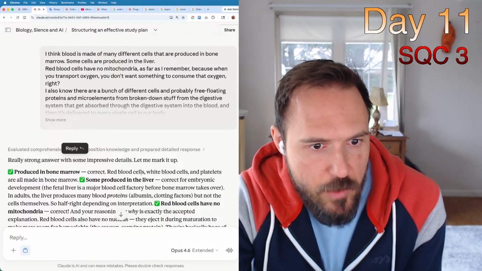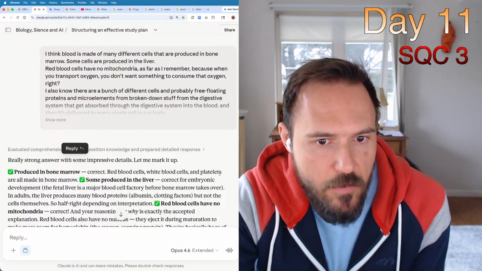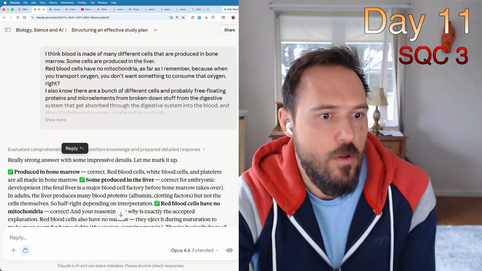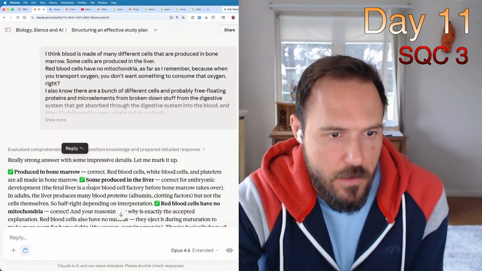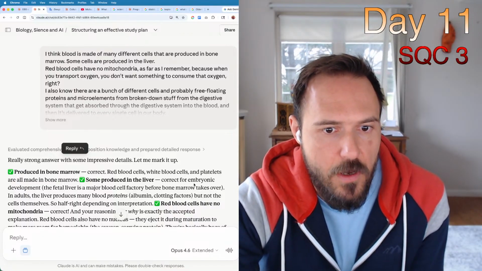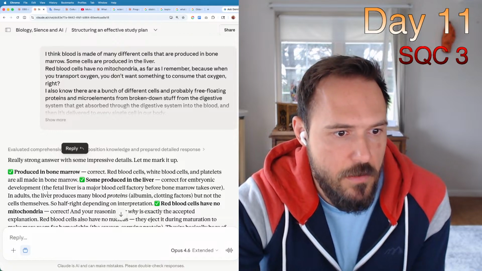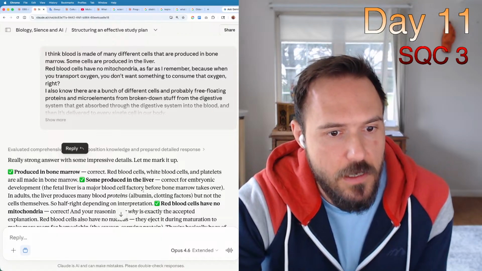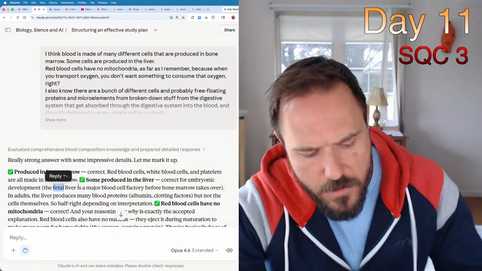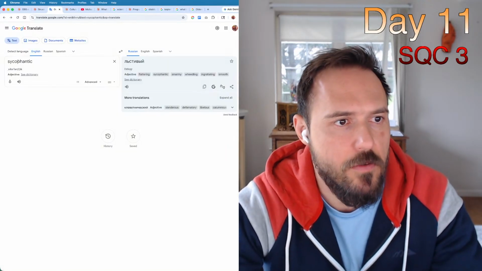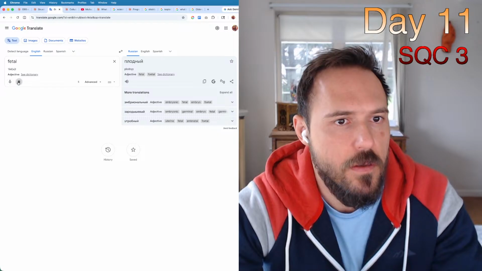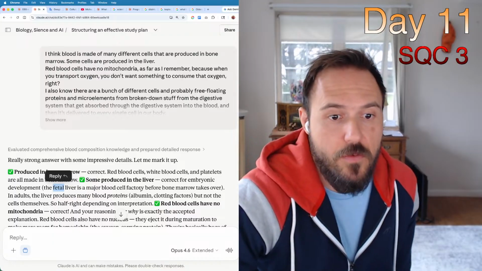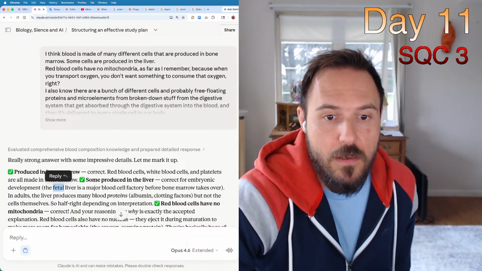Producing bone marrow, correct. Red blood cells, white blood cells, and platelets are all made in bone marrow. Great. Some producing liver, correct for embryonic development. Interesting. The fetal liver is a major blood cell factory. Fetal, that's not a fetal. What's the name? Not the name, how to pronounce it? Fetal. Fetal, yeah. The fetal liver is a major blood cell factory before bone marrow takes over.